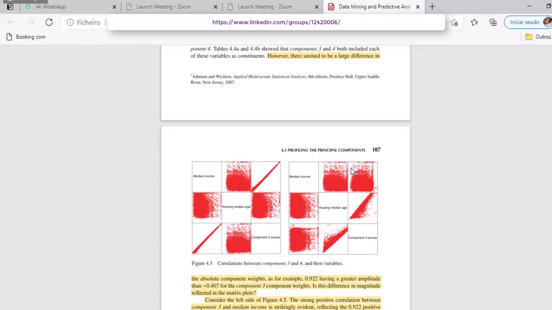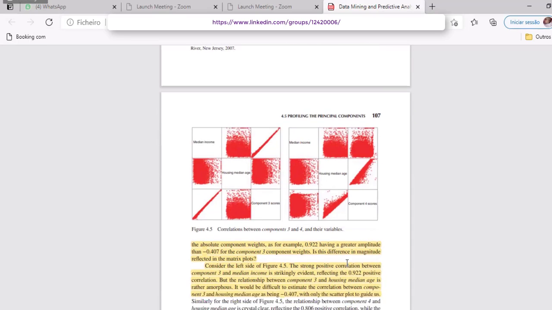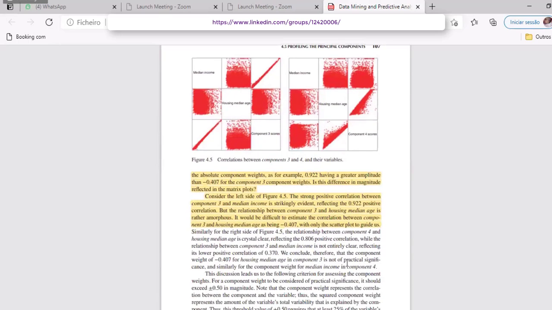And the same happens when you look at component number 4, where median income and component 4 scores seem to have no visual correlation. But when you go to check housing median age and component number 4, they also have a strong relationship. Not as direct as component number 1, but also a positive correlation. Okay?